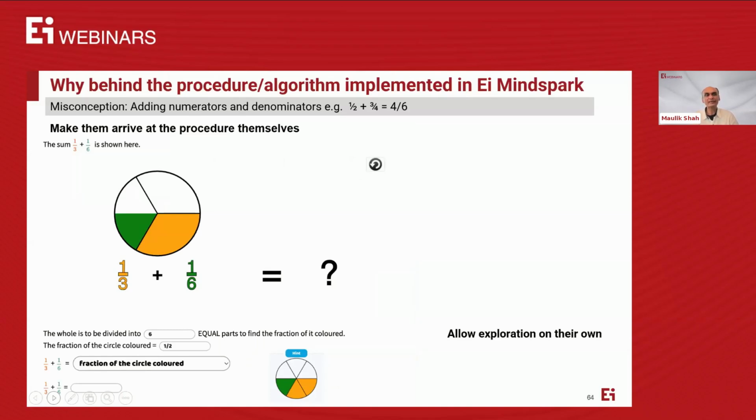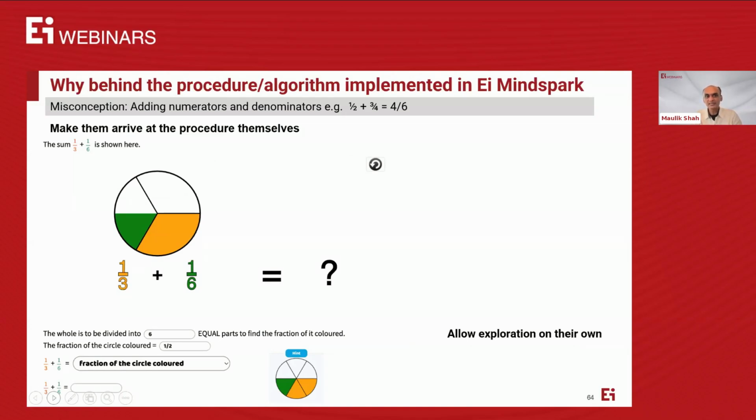Yeah, whenever we are teaching procedural algorithm, get into why this procedure works. That is what we do in Mindspark. And that is what we find it meaningful. Here, students need to understand the need to make the denominator the same. And that is what is done through series of questions like these on screen. They are made to explore on their own, that they need common denominator.